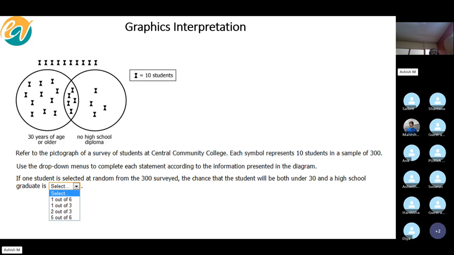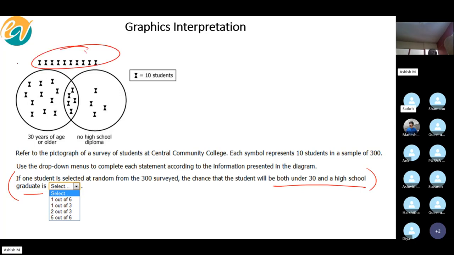Okay, so the diagram remains the same. And this is the question. If one student is selected, the chance that the student will be both. Okay, this actually is talking about what you were mentioning. Both under 30 and a high school graduate. All right, tell me, under 30 again would be outside of the first circle, correct? Yes. High school diploma would be outside the second circle. Yes. Very nice.